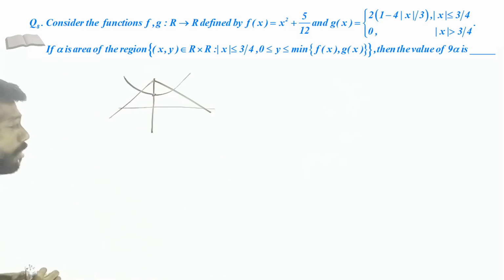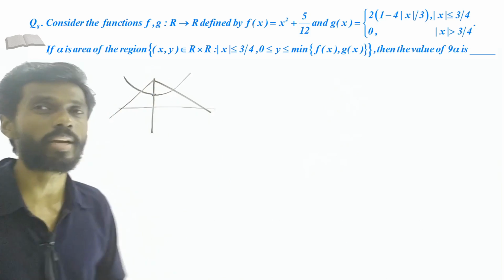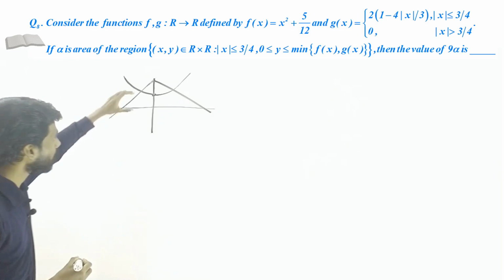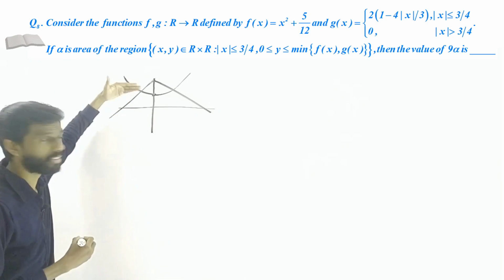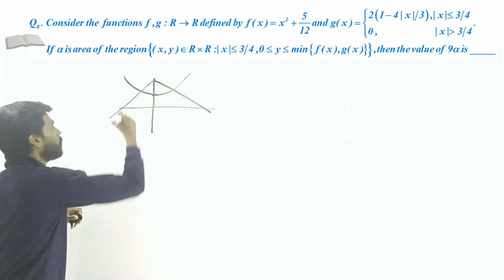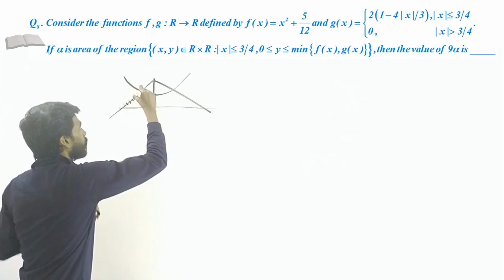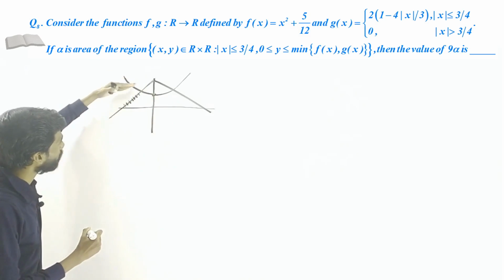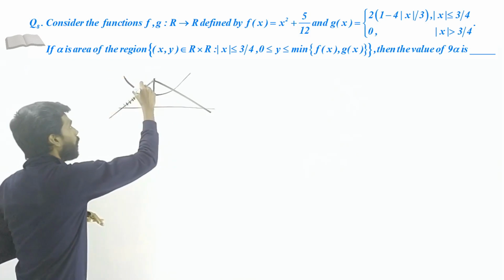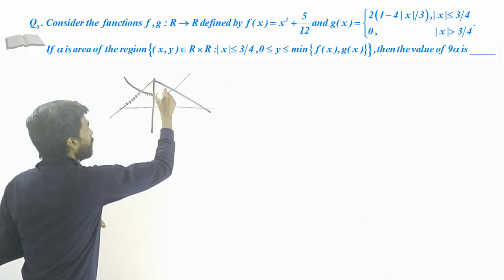Now we have to find the minimum of the two functions, right? So minimum means what? Among the two, we have to compare these two curves. Whichever lies the lowest, that is the minimum. So from this point here, because comparing these two curves, this is the lowest, right? So the one that lies below the other is the minimum function.